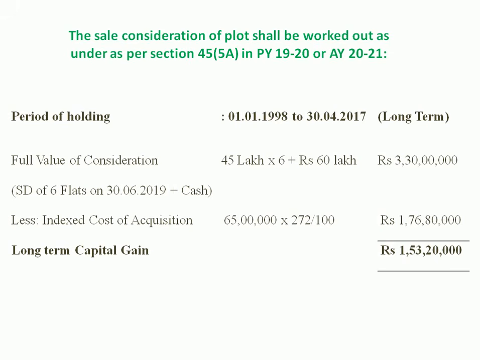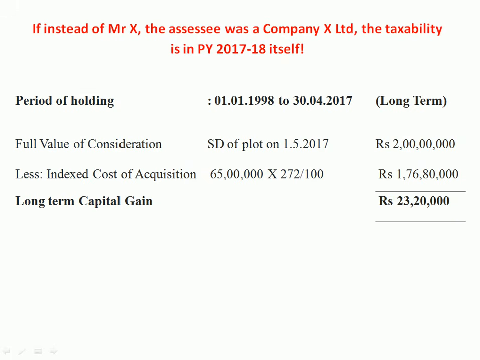Now let's consider in the same illustration, instead of Mr. X, the SSE was a company. Then in such a situation, 45(5)(a) would not come into effect. The old provisions would still be applicable, and the taxability would be in PY 2017-18 itself. That is the year in which the land is transferred to the developer.